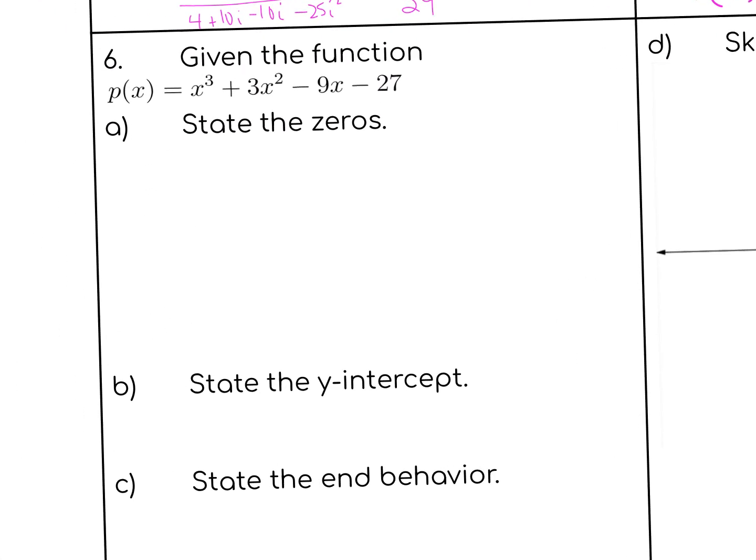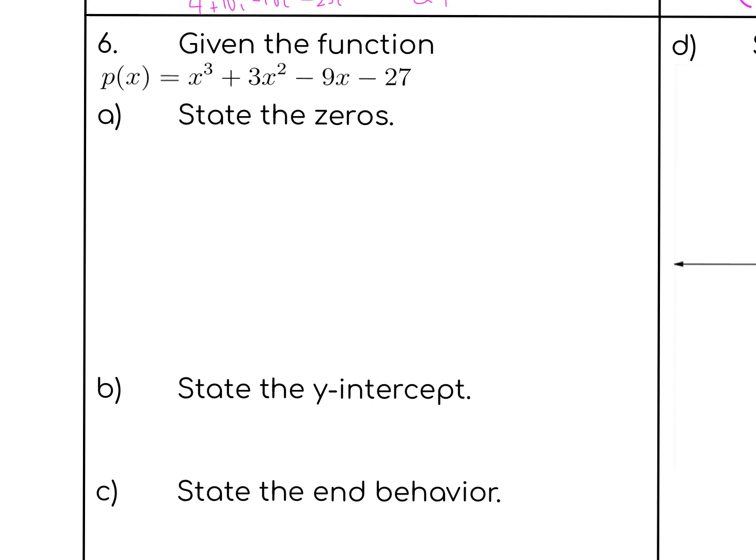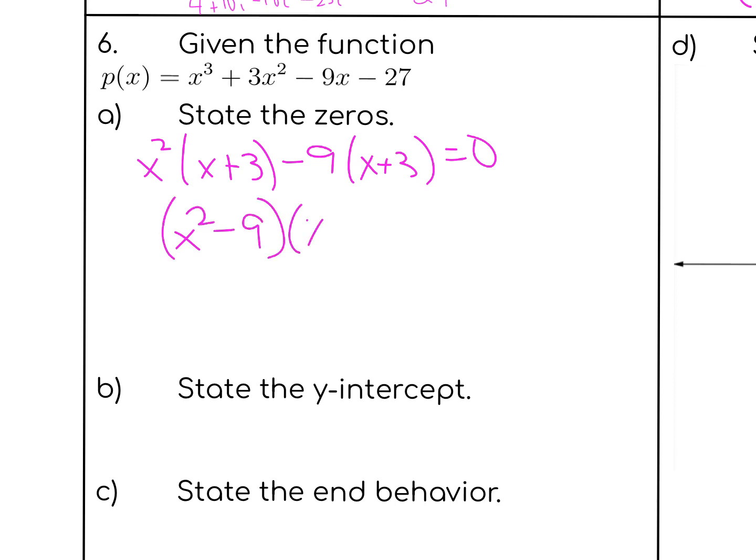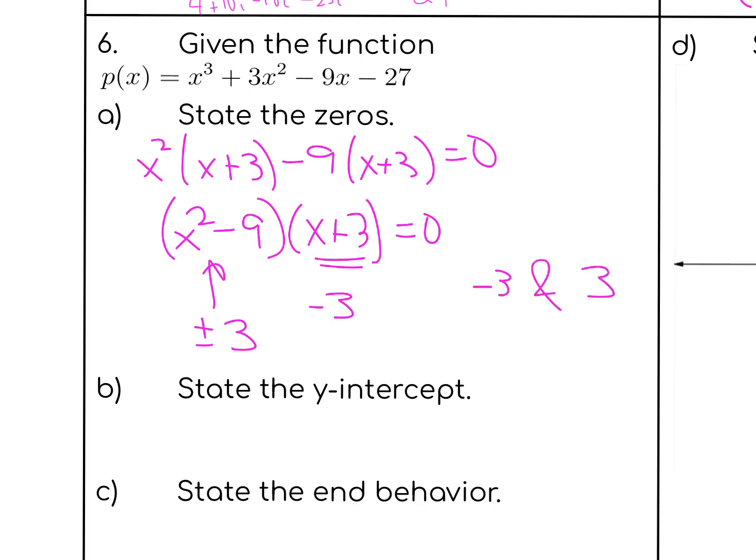Given the function, state the zeros. That looks factorable, so let's do that. I can take an x squared, x plus 3. I want an x plus 3 here. Luckily, I can put a negative 9 to make it happen. So x squared minus 9, x plus 3. So the zeros of that are going to be plus or minus 3, and the zeros of that are going to be negative 3. So my zeros are negative 3 and 3. That one shows up twice. The y-intercept is 0, negative 27.